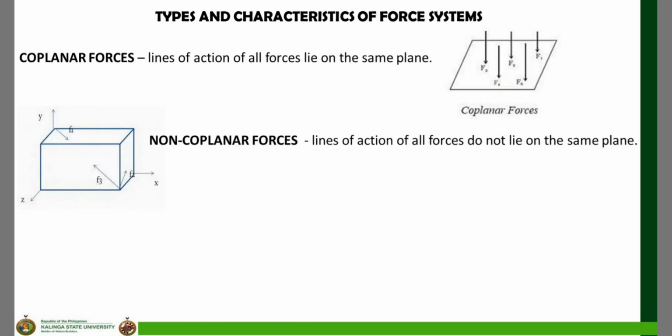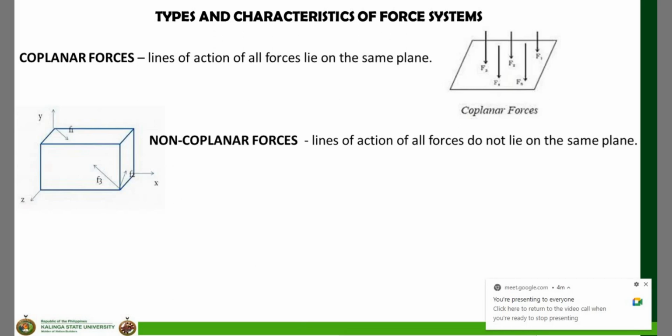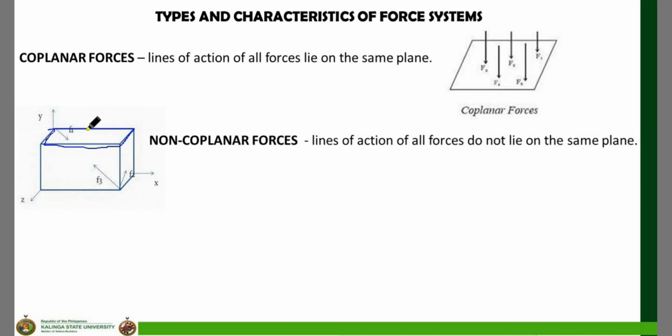So, for example, itong box na to, sa plane na to, nandito lahat yung mga forces. So, we call these coplanar forces. Yung namang non-coplanar forces, line of action of all forces do not lie on the same plane. So, if this is a box, may force dito sa top, may force dito sa side, may force dito sa front, may force doon sa bottom. So, those are non-coplanar forces.